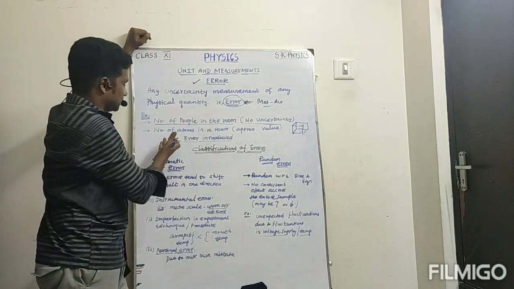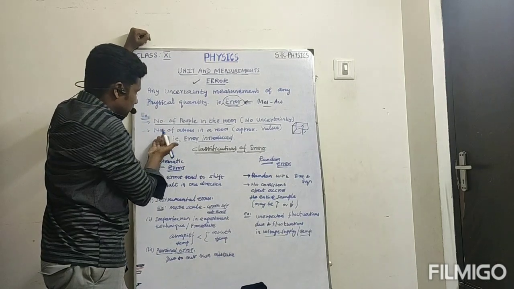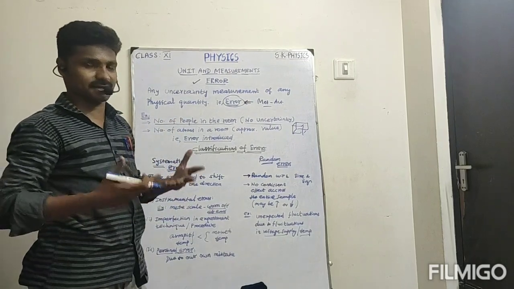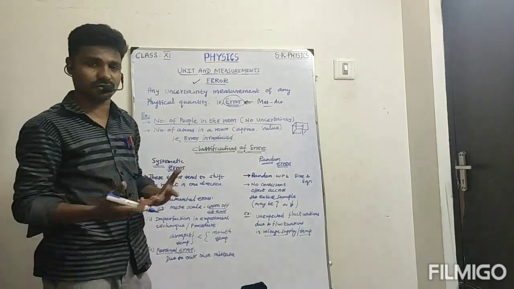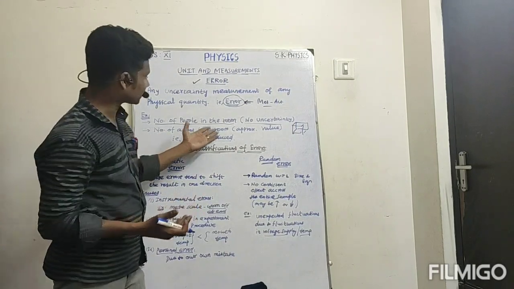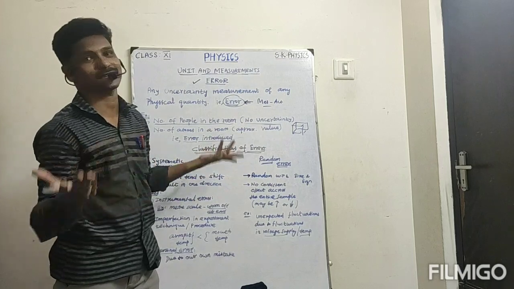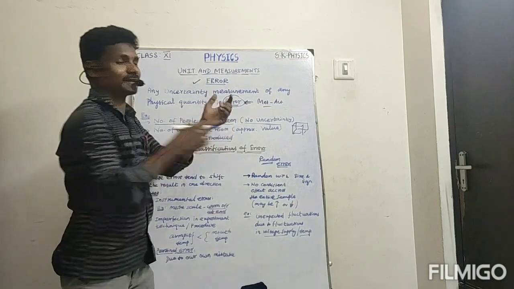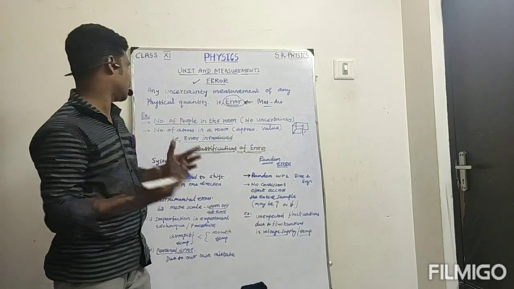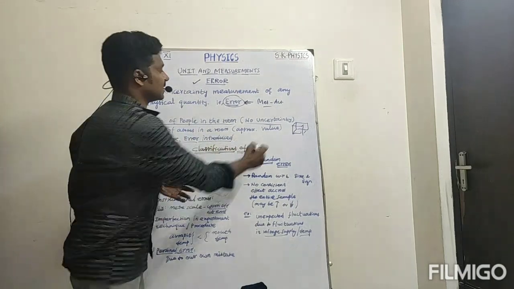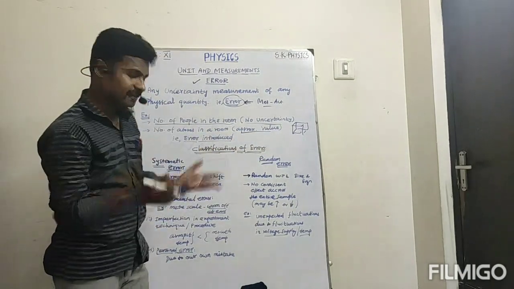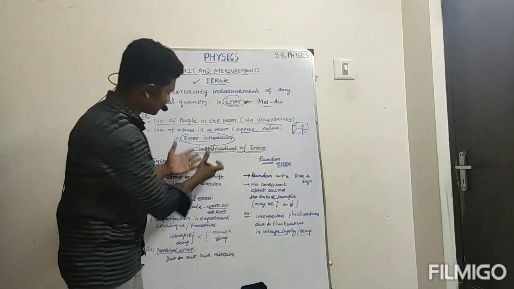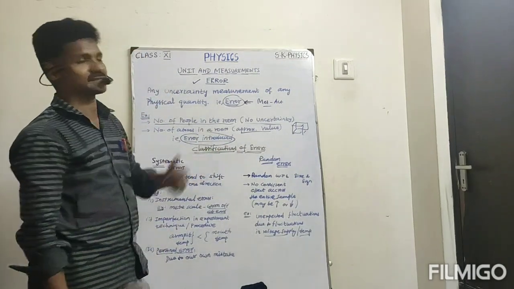Then see the next one. If you observe the next example, you can understand that there is a chance to get error. See the number of atoms in the room. Let us imagine how many atoms are there in the room. We can't say accurately, only approximately. By the time I count, the number of atoms will have changed. So the number of atoms in the room is only an approximate value. In this kind of example, there are chances to introduce error. Generally there are two types, the classification of error.